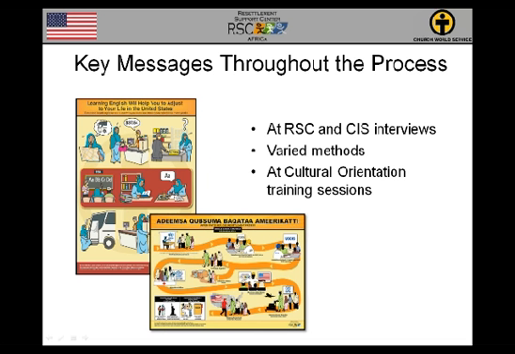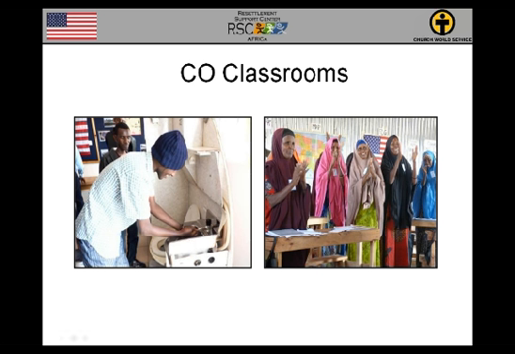We're providing some information from the first point of contact that RSC has with refugees. For instance, we've developed these posters. As you can see on the screen, these are some examples. We post these at RSC and CIS interview sites. We find various ways to use them to reinforce the importance of learning English, that the pipeline is long, those types of things. And then, of course, they're used in our cultural orientation training sessions.